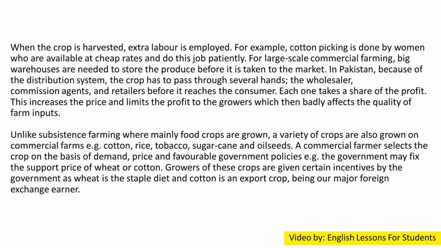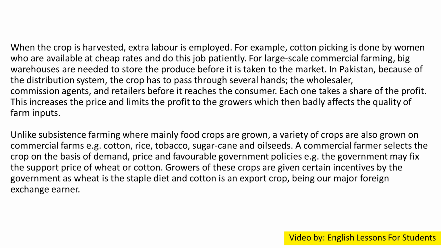For large scale commercial farming, big warehouses are needed to store the produce before it is taken to the market. In Pakistan, because of the distribution system, the crop has to pass through several hands, the wholesaler, commission agents, and retailers before it reaches the consumer. Each one takes a share of the profit. This increases the price and limits the profit to the growers, which then badly affects the quantity or quality of farm inputs.